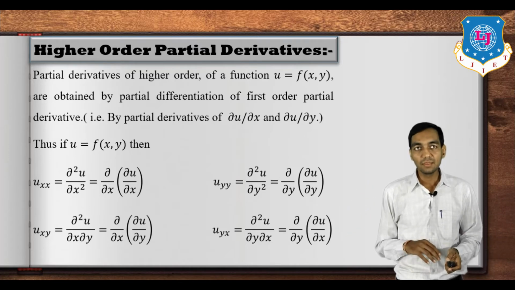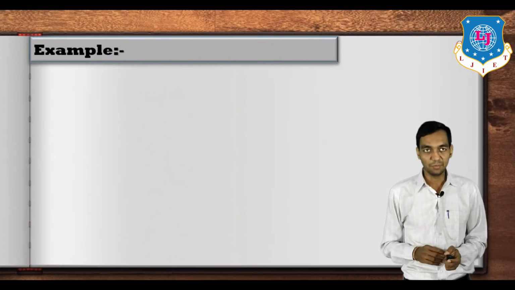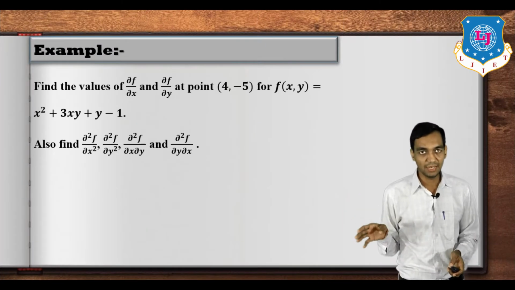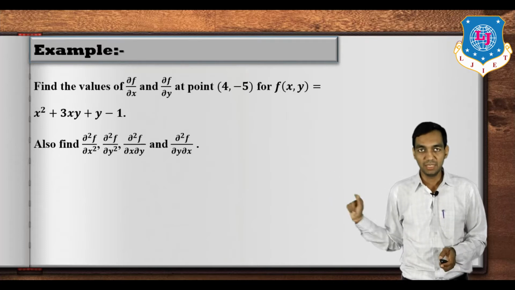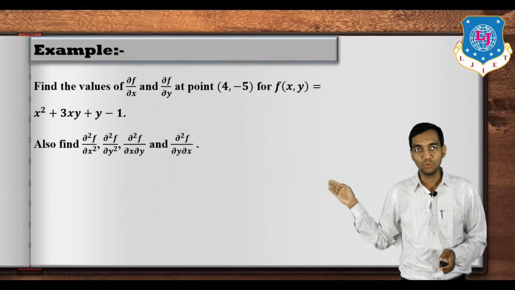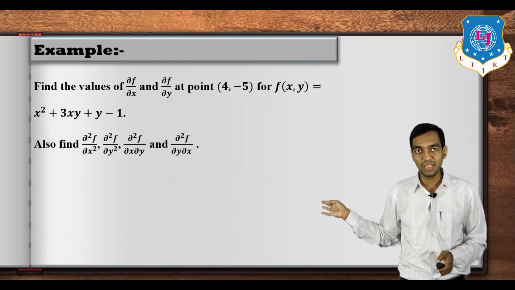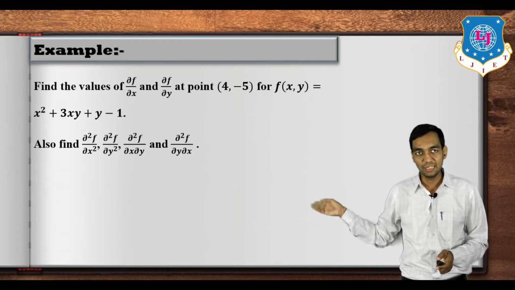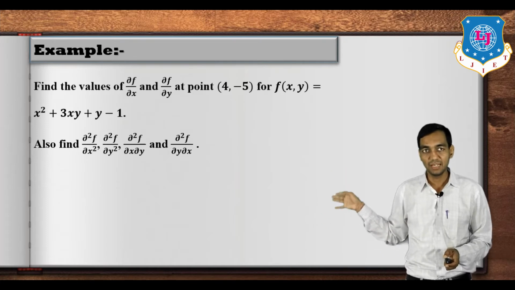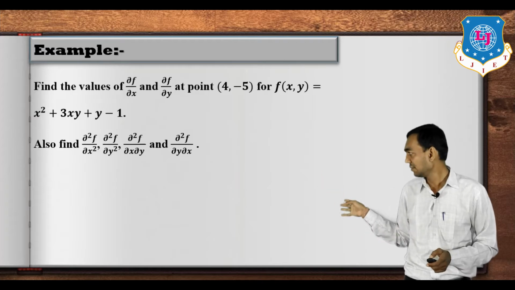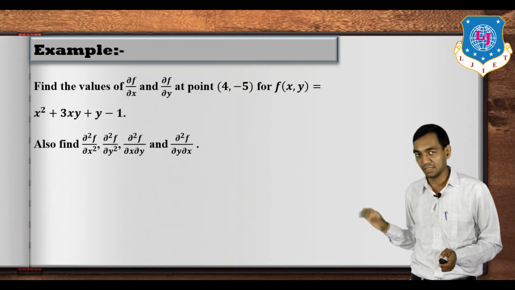Okay. Now, we are starting with an example. Find the values of del f by del x and del f by del y at the point 4, minus 5 for the function f of x, y is equal to x square plus 3xy plus y minus 1. Also find the second order derivatives: del square f by del x square, del square f by del y square, del square f by del x del y and del square f by del y del x.